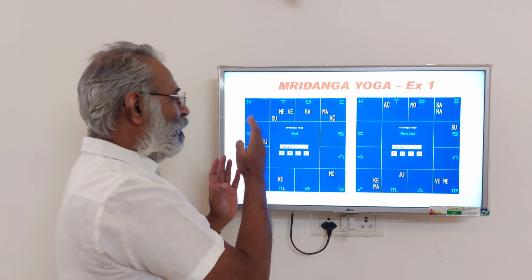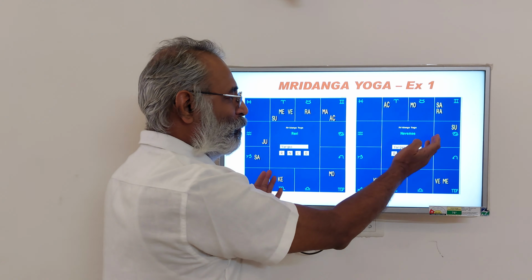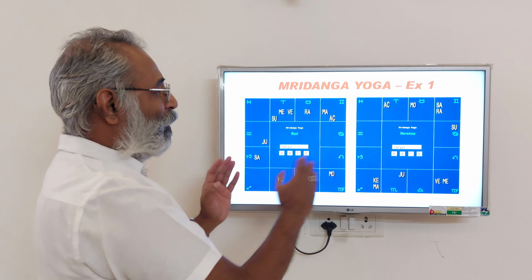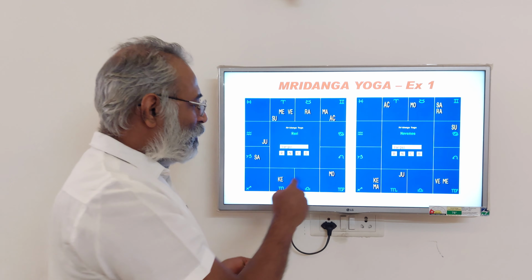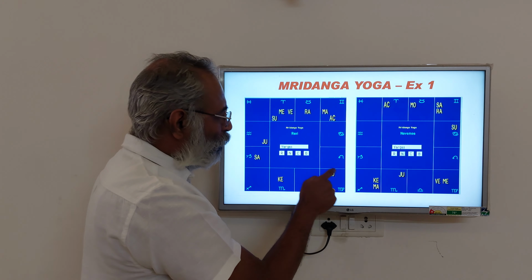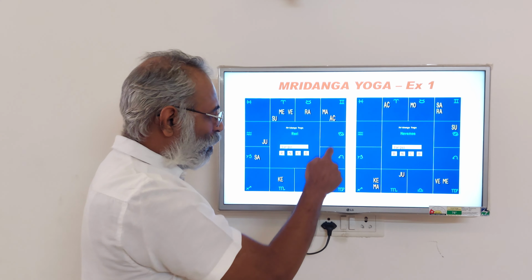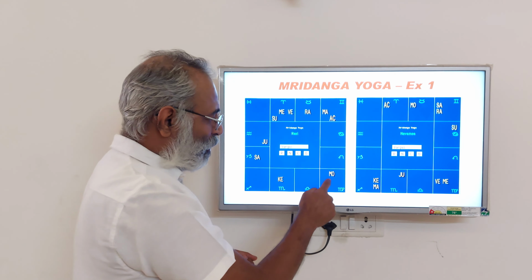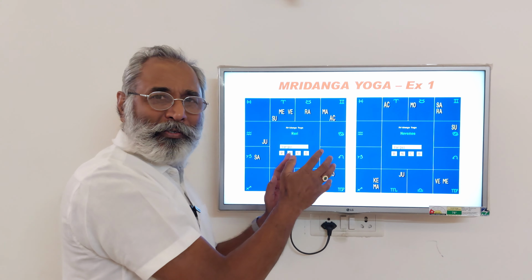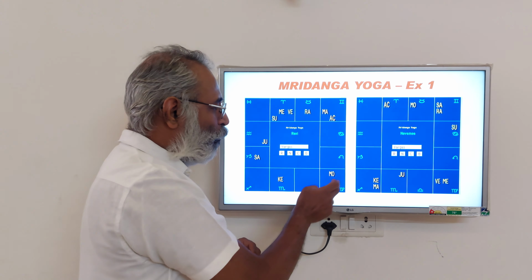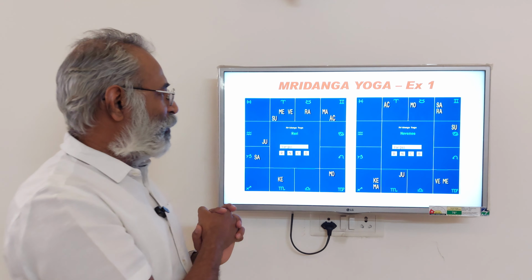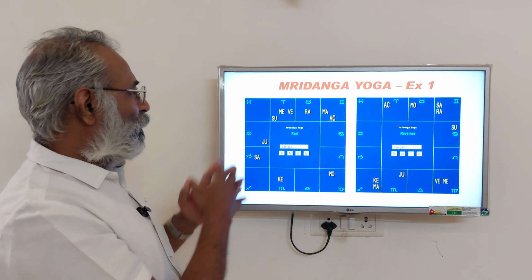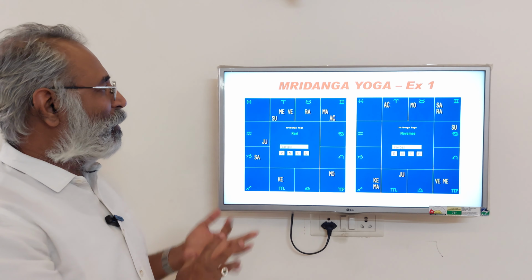This is what is called Rashi Tulya Amsha, Amsha Tulya Rashi: going into the Navamsha, bringing out and coming back to the D1 chart. And here Moon is placed in a quadrant from the ascendant. It is also strong because it rules the fourth house. So this is one illustration. Let us go to another illustration of Mridanga Yoga.